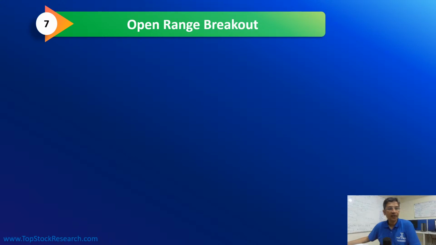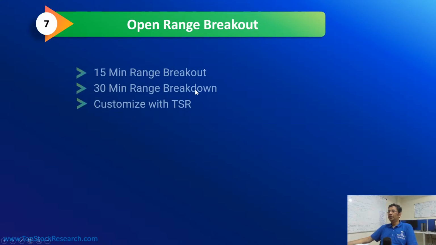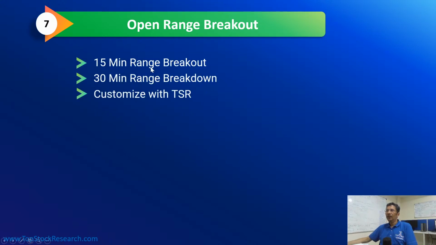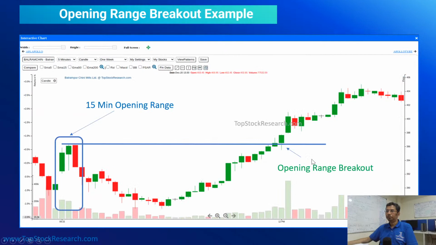Can we get ready-made candlesticks? Yes, we covered that, right? Open range breakout, 15 minutes range breakout, 30 minutes range breakout. Let's try to understand this with an example. For the first 15 minutes of this trading day, this particular candle was in a particular range. These are three different 5 minute candles, which make a 15-minute candle.